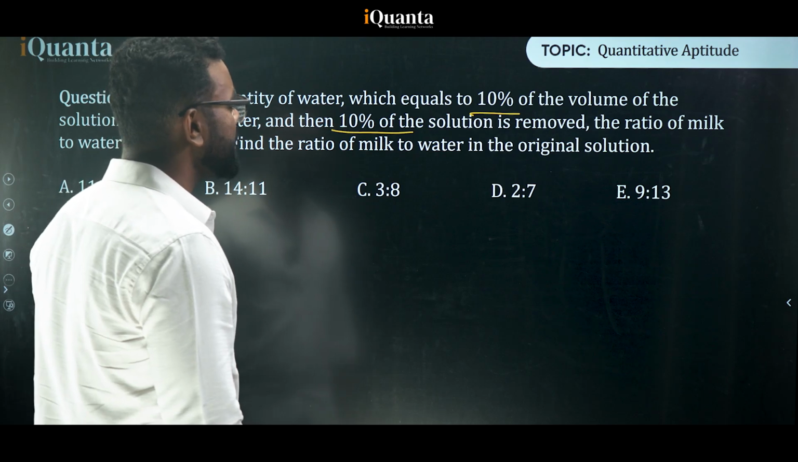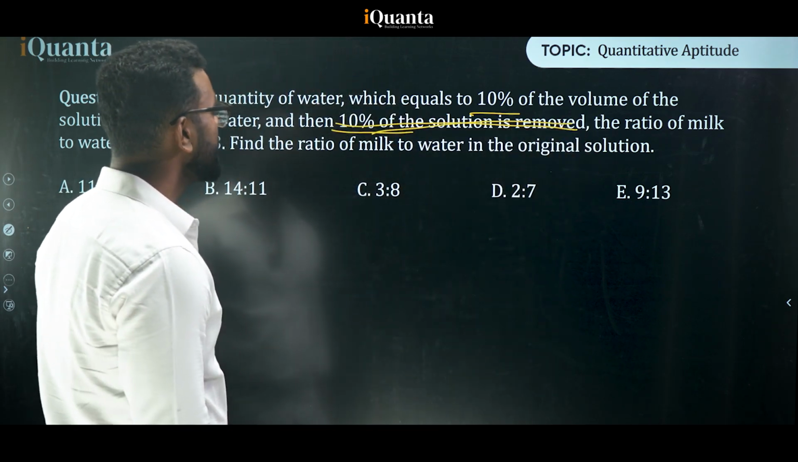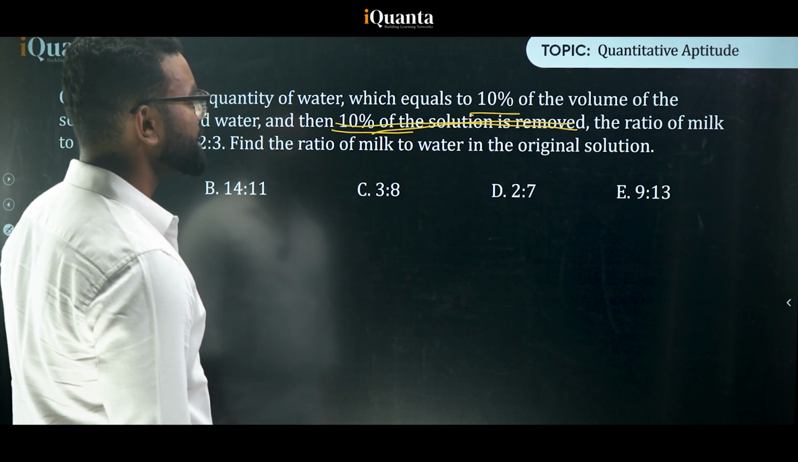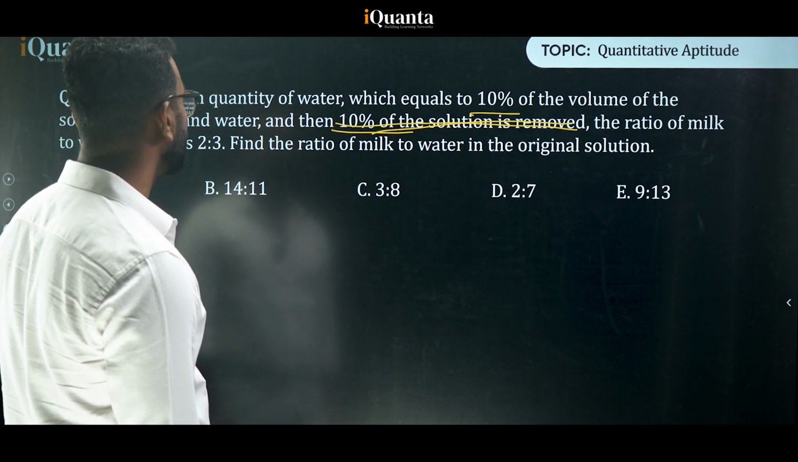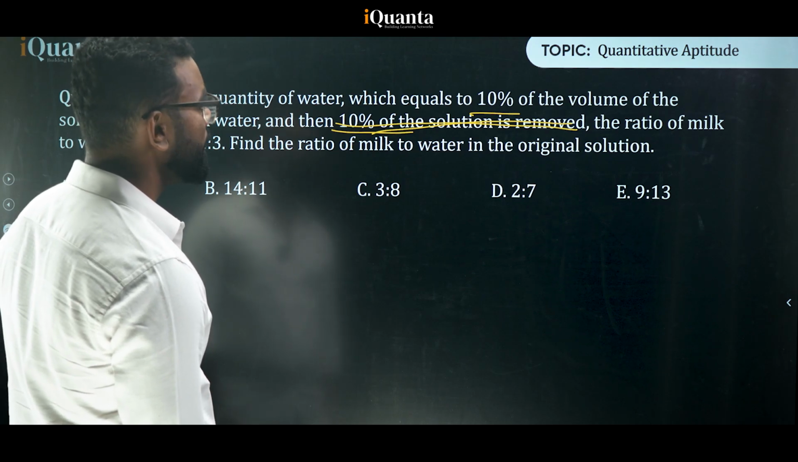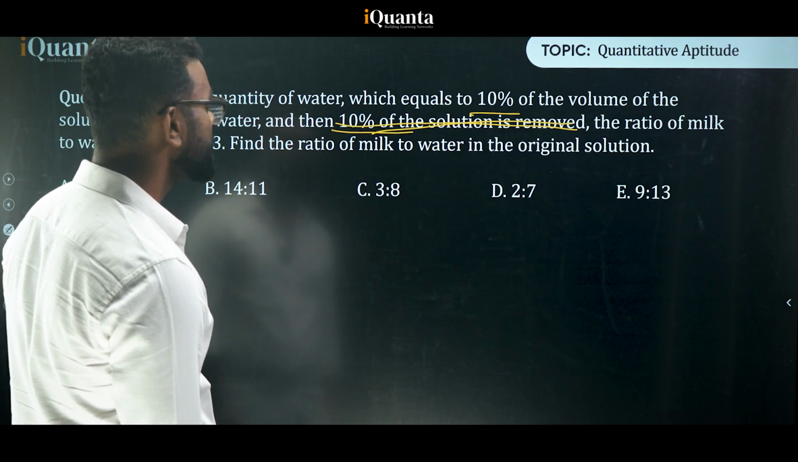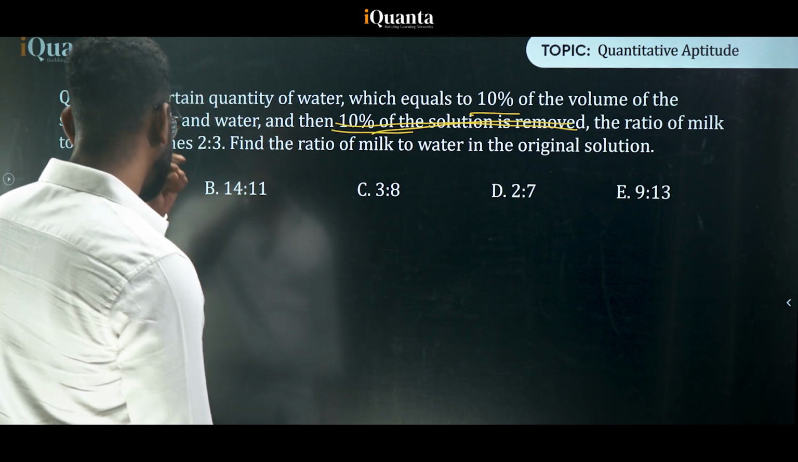So now they are saying 10% of solution is removed. So I don't need this thing. This is not necessary for me. So certain quantity of water which equals 10% of the volume of the solution of milk and water. Certain quantity of water. Certain quantity of water which equals the amount of the milk and water. Then the question is a little bit like here.